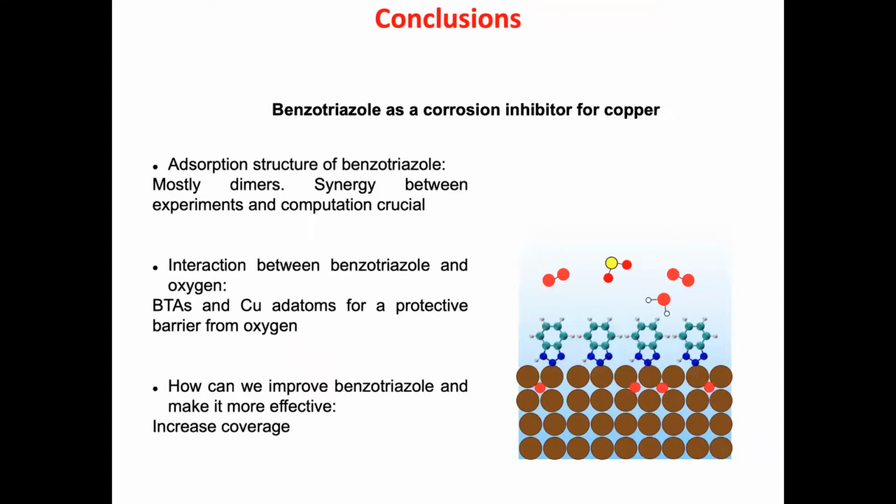So I hope that in these 15 minutes, I've convinced you that ab initio computational methods are actually a powerful tool to understand systems that we generally only think of on the macroscopic level. For benzotriazole, we found that the surface structure is mostly dimers, and the knowledge of the surface structure allows us to then start thinking what happens when the surface is covered by this dimer, but there's also oxygen or other oxidizing or corroding agents coming onto the surface, and it helps us think on how we can then make benzotriazole better.